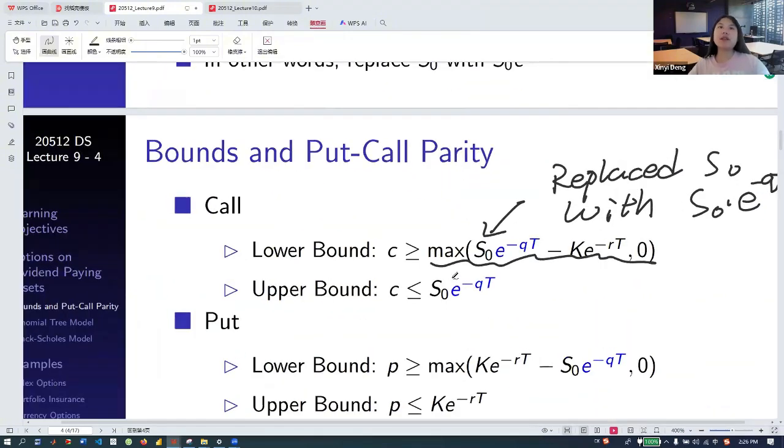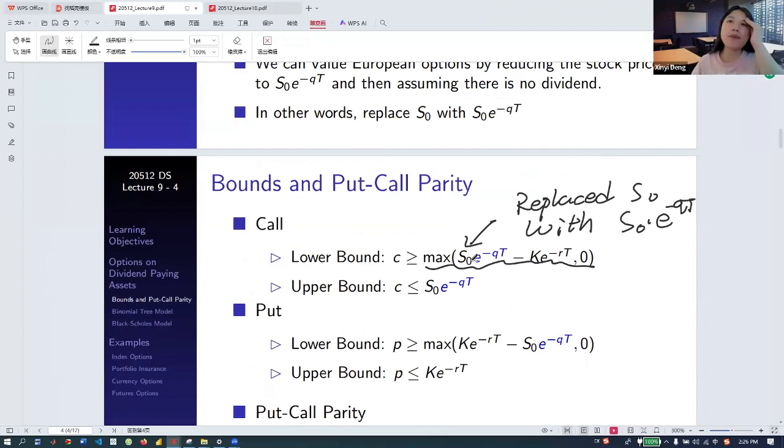Also, recall that in the previous lectures, we showed that the upper bound for call options was that the call option price is going to be no greater than S0. Again, we get this new inequality for the continuous dividend yield paying underlying asset. We change this boundary condition again by replacing S0 with S0 times e to the power of minus qt.